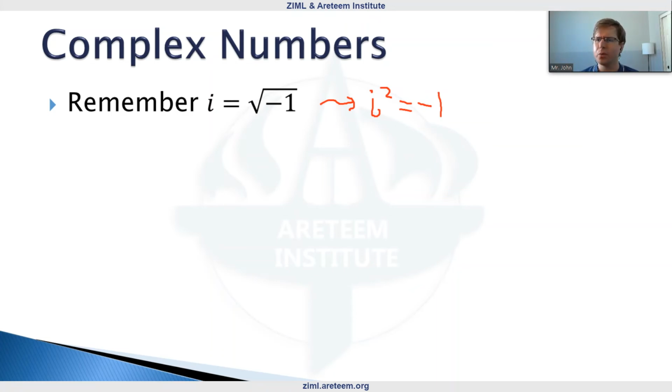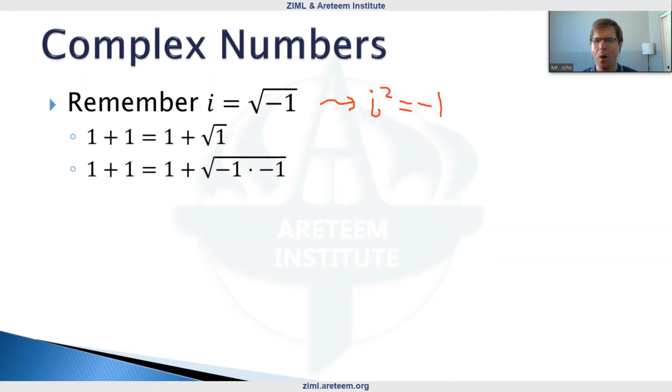So let's go through our problem here. Of course, 1 plus 1, the square root of 1 is 1. So let's just add the square root of 1 instead of 1 in this case. Well, now remember, 1 is equal to the square root of negative 1 times negative 1. So I'm actually doing nothing here except replacing 1 by the square root of negative 1 times negative 1.